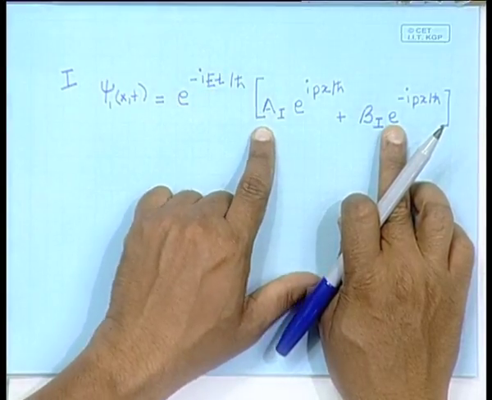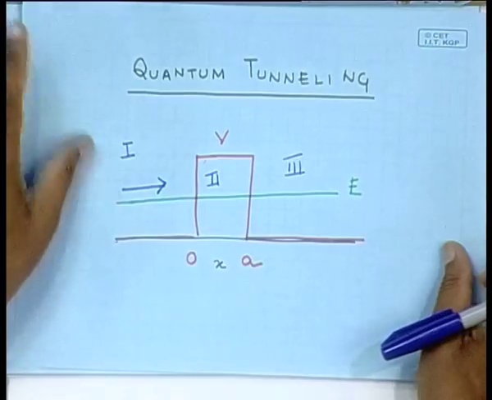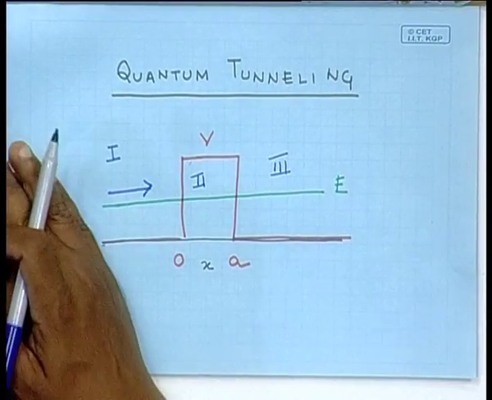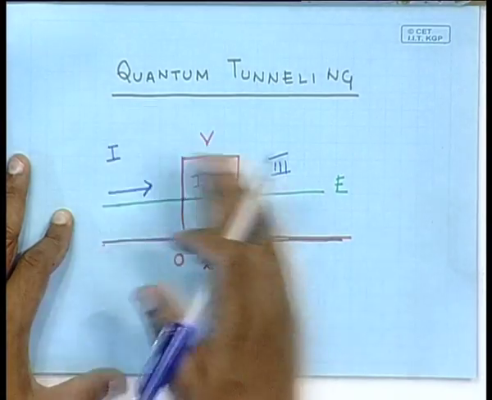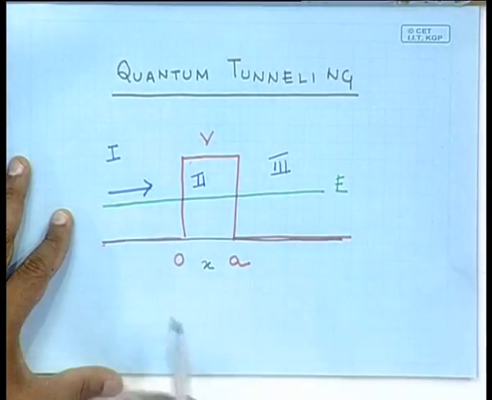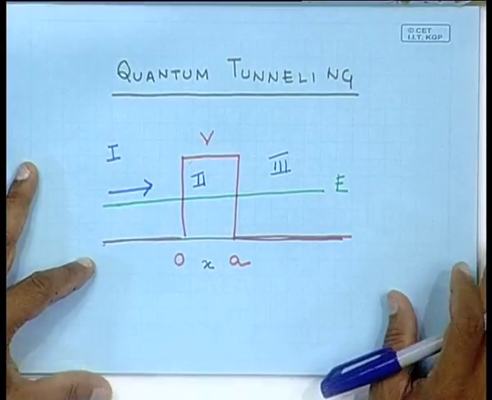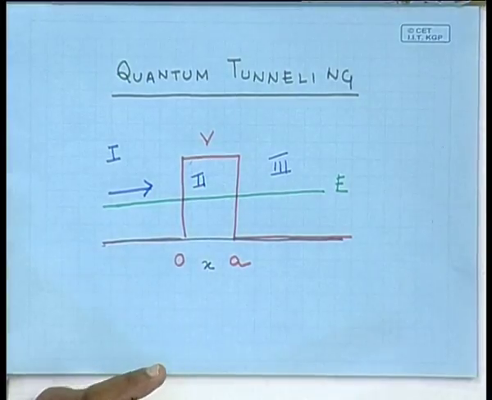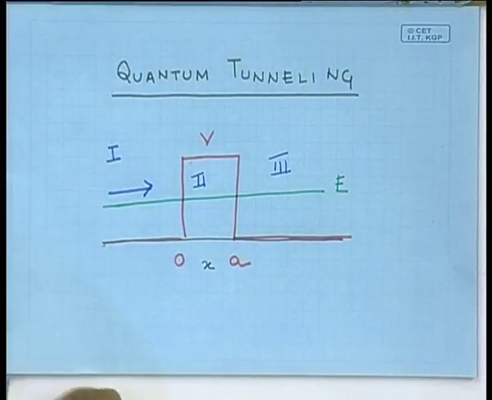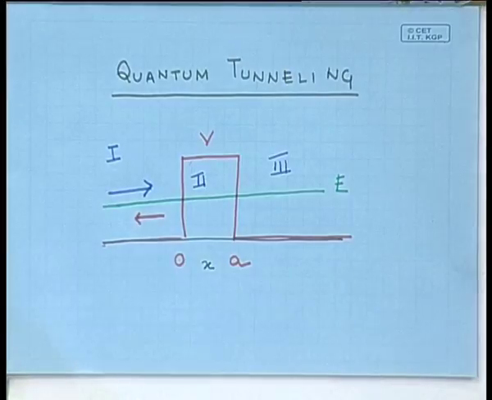So, the term with A1 is a right propagating wave. It represents a particle going to the right. The term with B1 is a left propagating wave. It represents a particle going to the left.